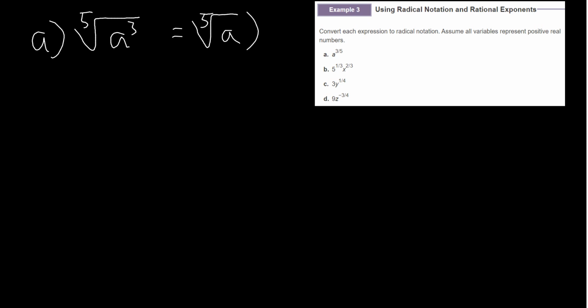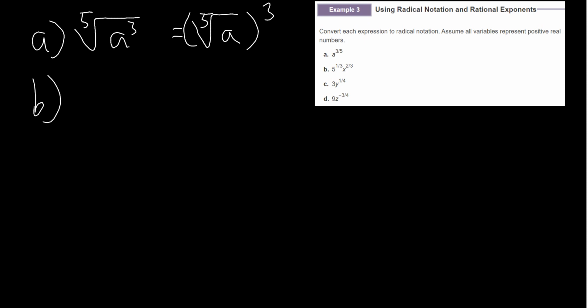All right, so this reads, convert each expression to radical notation. Assume all variables represent positive real numbers. So A, if I'm converting this to radical notation, the denominator there is 5, so it's going to be the 5th root of A cubed. Or alternatively, the 5th root of A and then all that cubed.